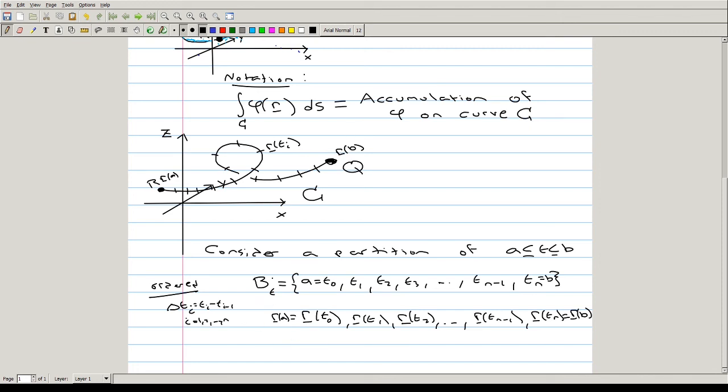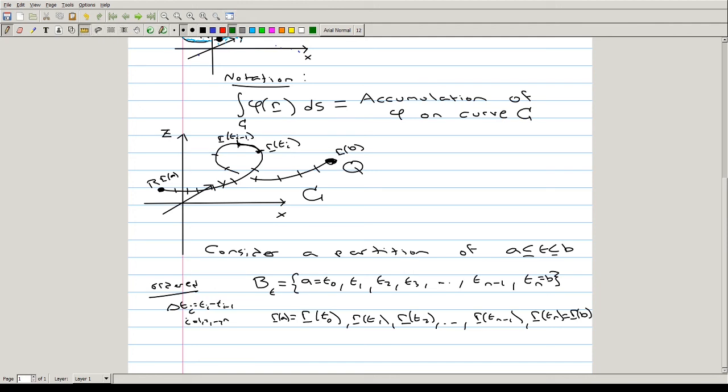So the idea here is the following, right? This is R of ti, this is R of ti minus 1, the previous point in the partition here. An approximation to this distance right here, this is the actual distance along the curve right here, an approximation to this distance is going to be, if we just consider the difference of this vector and this vector.